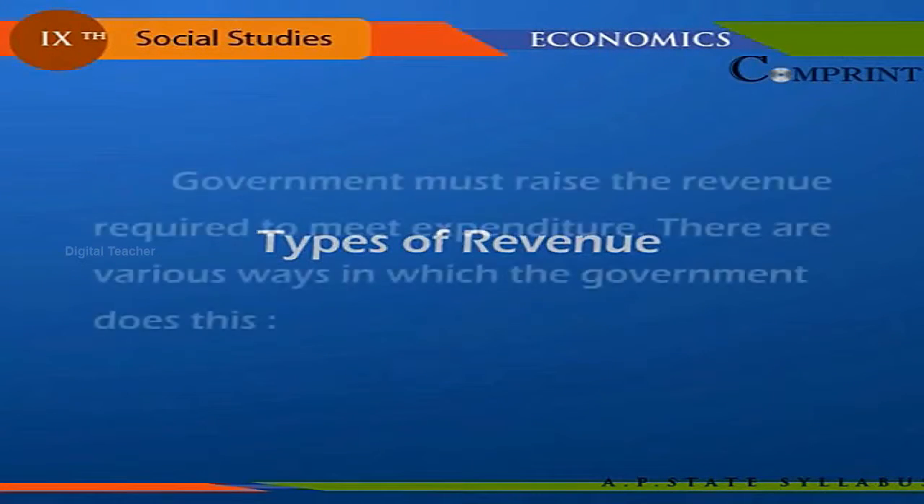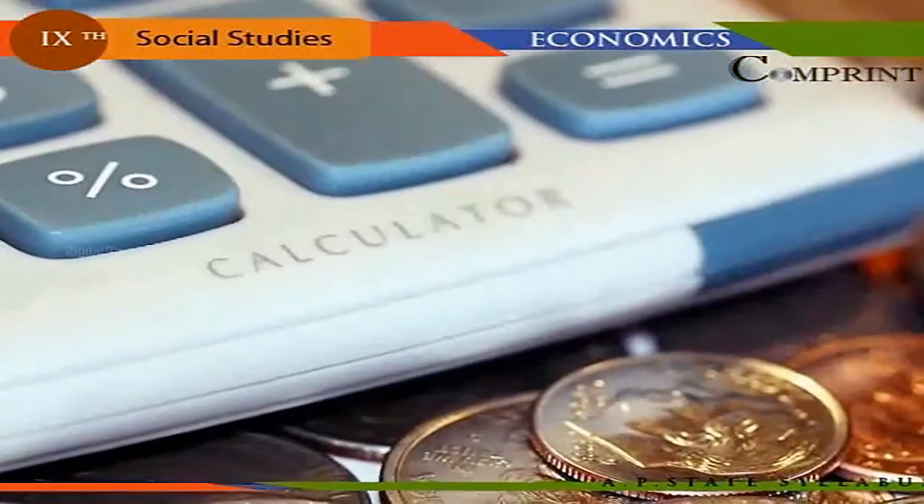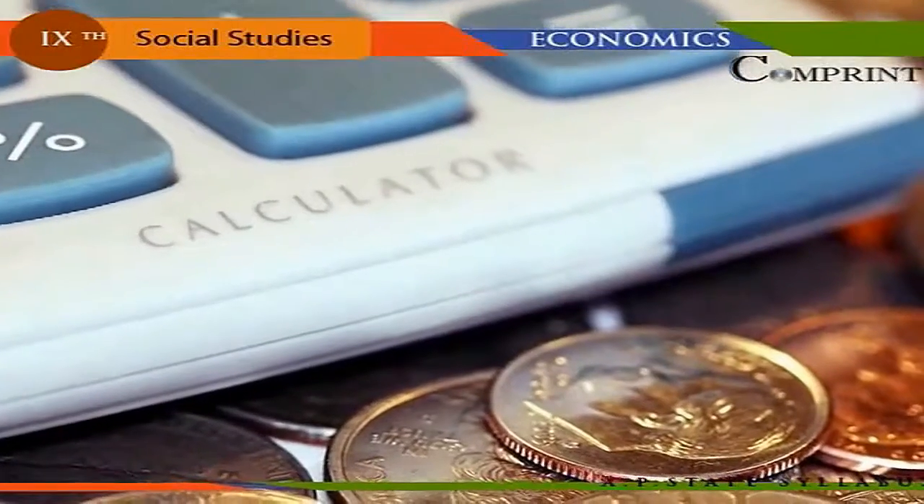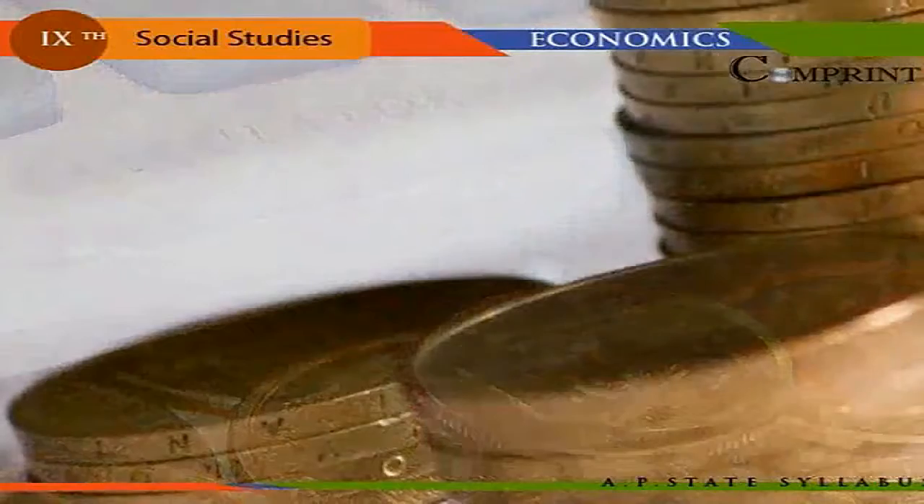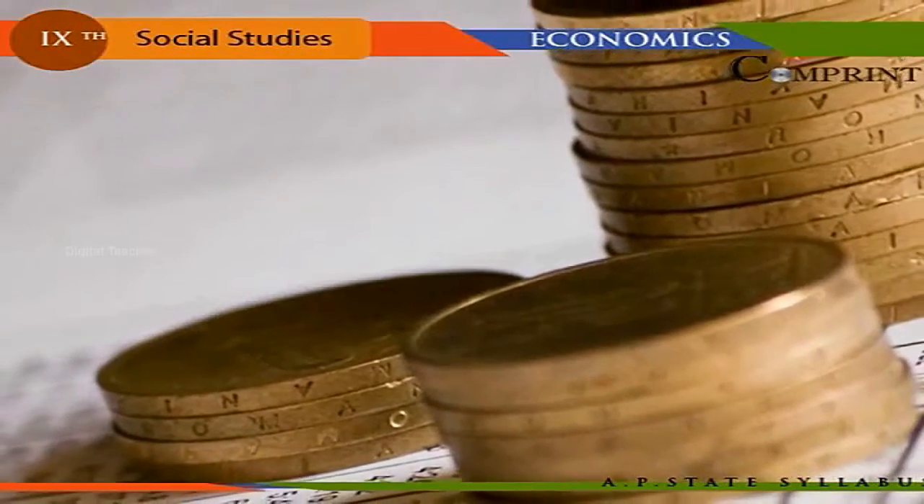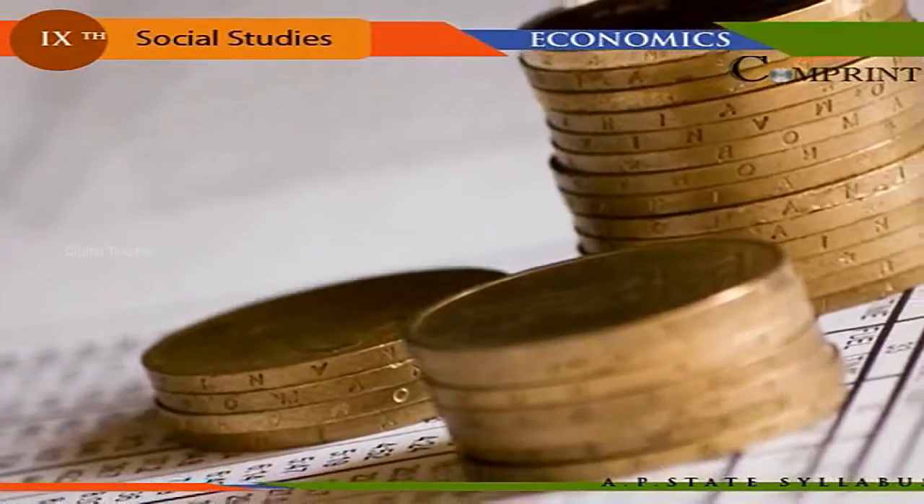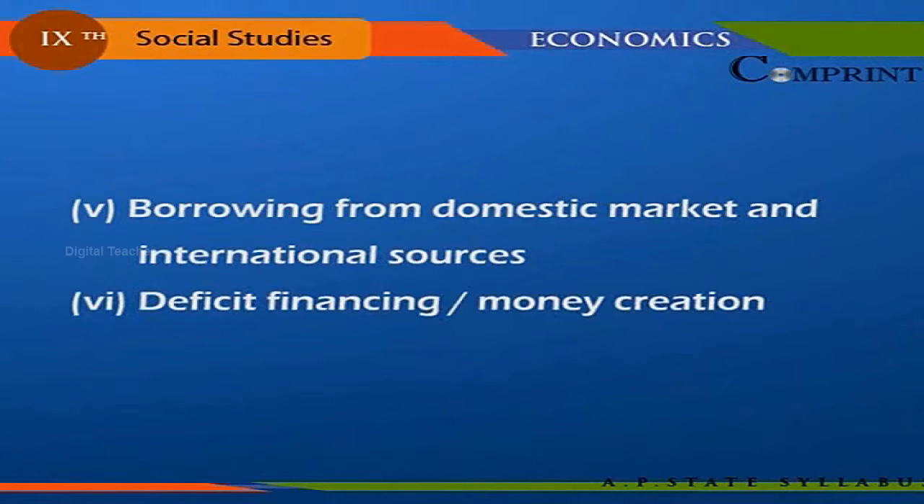Types of revenue. The government must raise the revenue required to meet expenditure. There are various ways in which the government does this. 1. Taxation: direct taxation on personal incomes, on corporate profits, on wealth. Others are charging for services directly provided to the public, profits from state-owned enterprises, sales of state-owned assets, borrowing from domestic market and international sources, deficit financing, and money creation.